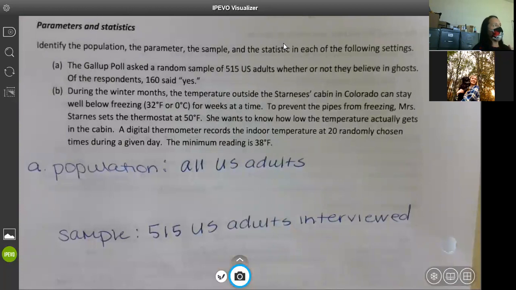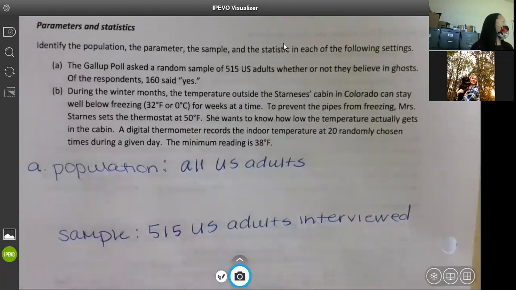I don't care what order you put them in. Like I said, sometimes it's easier just to go from your population to your sample, because if you know what your population is, you know what your sample is. Your sample is always from your population. Are they ever going to tell you what the specific population would be? Is it always going to be like all?